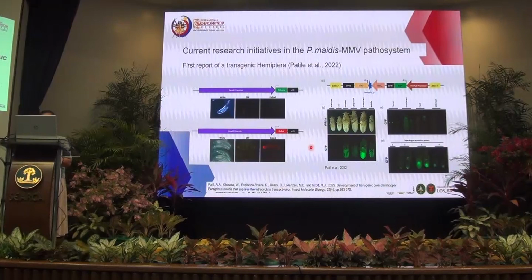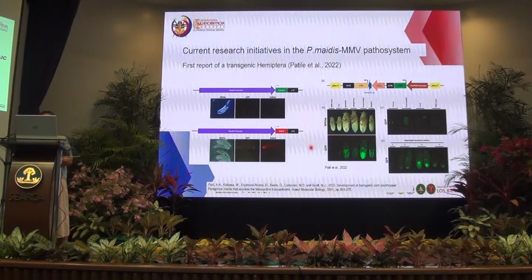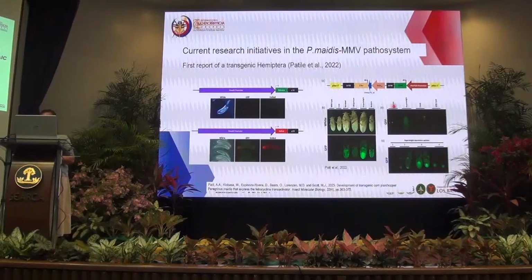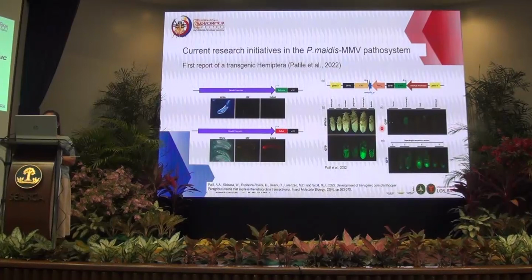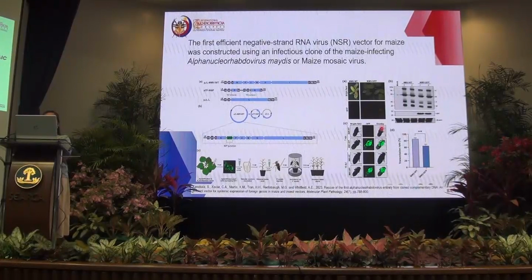I just want to show you here the current research initiatives in the P. maidis-MMV pathosystem. Recently, Patel's group first reported the transgenic P. maidis, and they used CRISPR-Cas9 technology to do this. Another one is the production of the first negative-strand RNA virus vector for corn that is constructed using an infectious clone of the maize-infecting MMV.